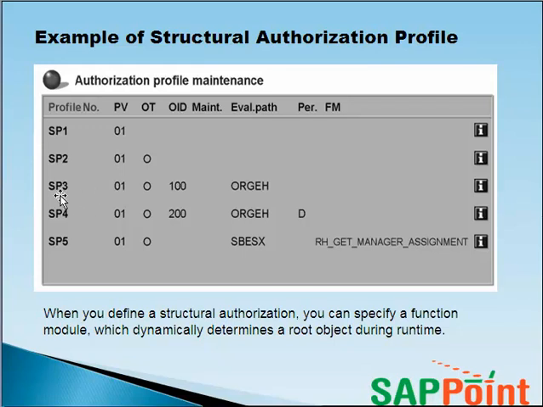Now, let's take example 3 here. Due to the user's authorization profile, the user is authorized to access all units in plan version 01 from a root object 100. So whatever root object you have entered in the object ID field, that becomes your root object along the org structure evaluation path, the org EH evaluation path.